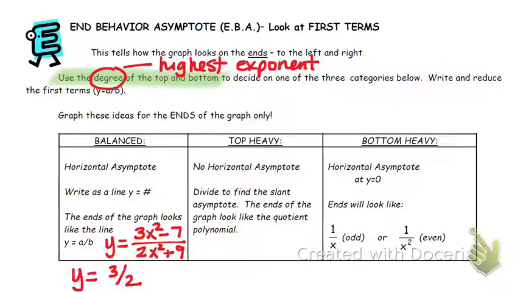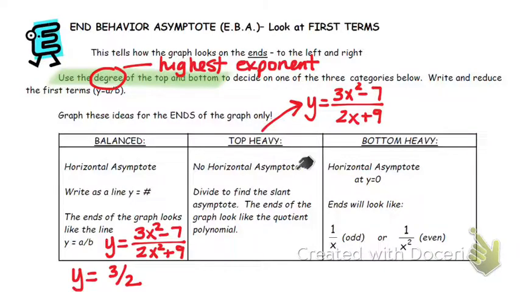Now, if it's top heavy, meaning that you have a higher power upstairs. So for example, let's say you would have y equals 3x squared minus 7, and instead of a 2x squared, it was just a 2x plus 9. If it's top heavy, this is where we will have to do division. We're going to do synthetic division or long division. So instead of it being a horizontal, it's going to be a slant.